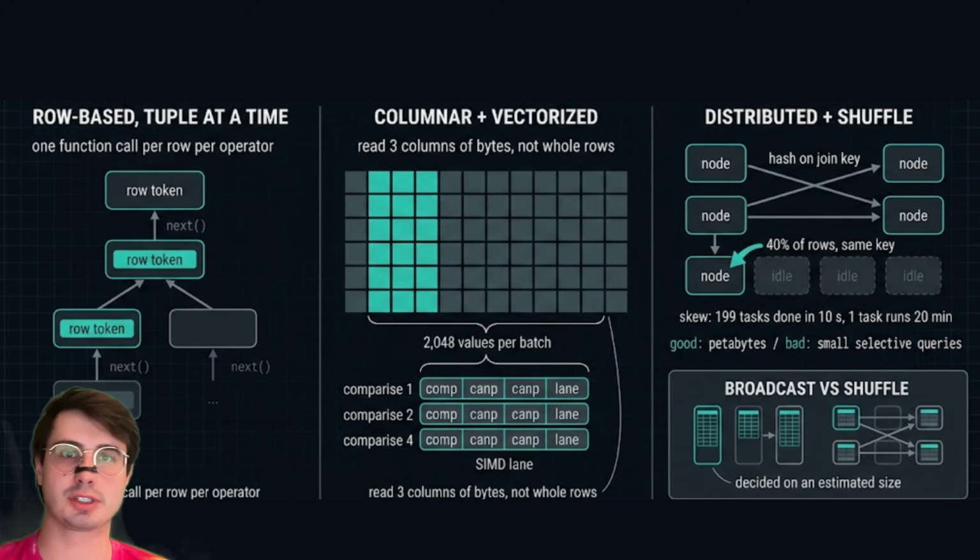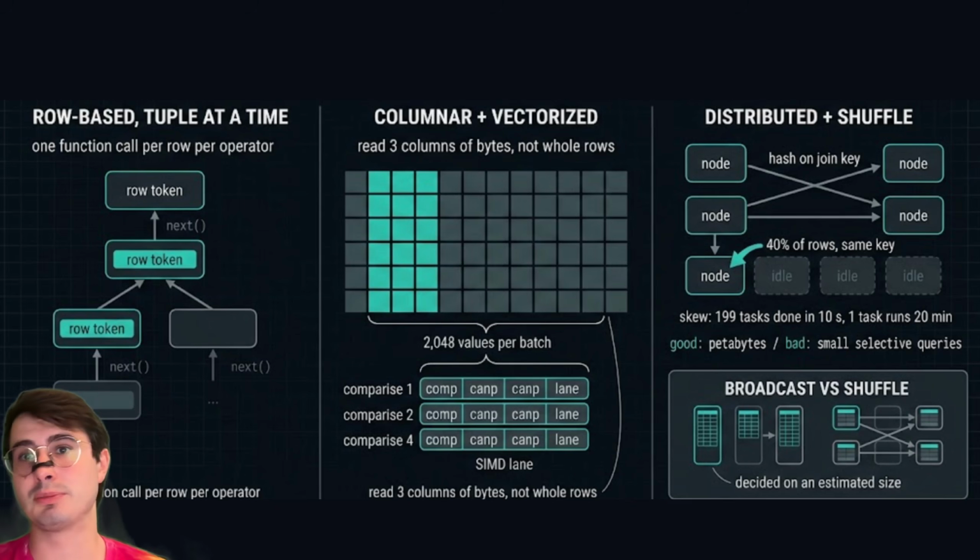So the overhead is a function called per row per operator. So a query touching 50 million rows pays that overhead 50 million times over. And so what this is good at is fetching a few rows by key, high concurrency OLTP, anything where you touch a tiny fraction of the table, but it's bad at scanning 40 million rows to compute one average.